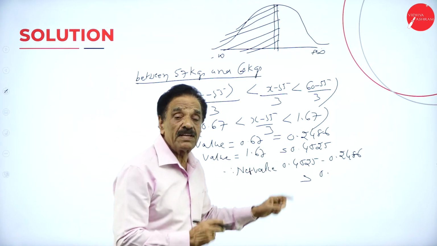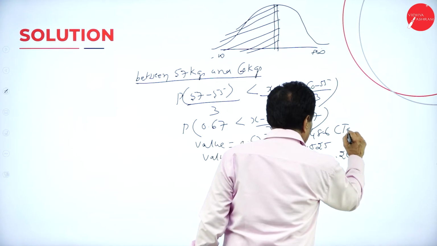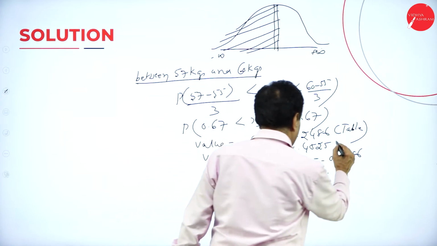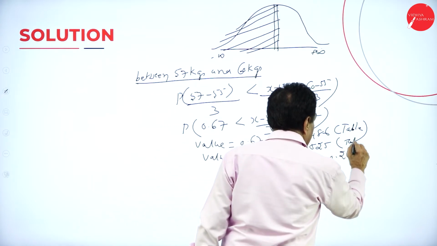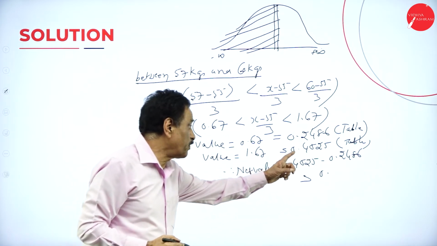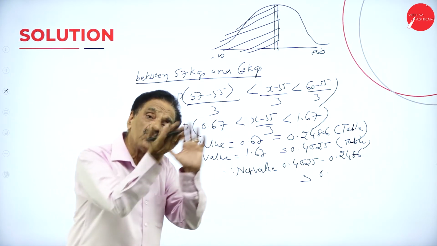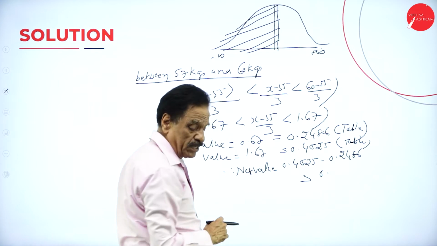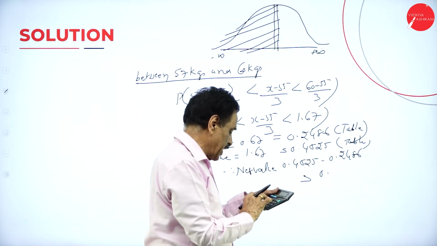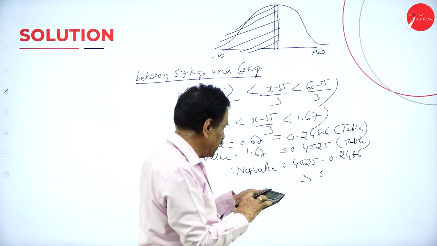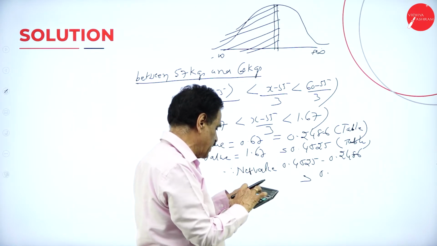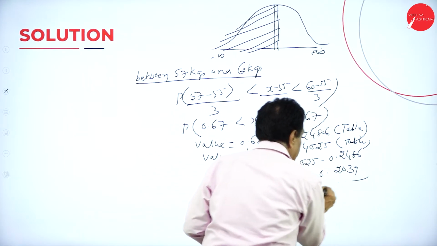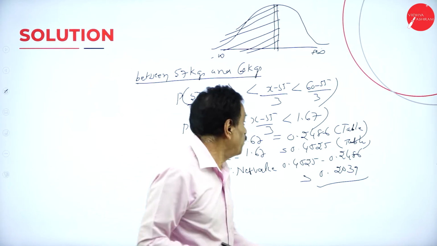Value for 0.67 as per the table is 0.2486. For 1.67, the table value is 0.4525. So what does the rule say? From the highest figure, you have to deduct the lowest figure. The highest figure is 0.4525. Deduct 0.2486. Whatever we get is 0.2039. So that should be put in a format.